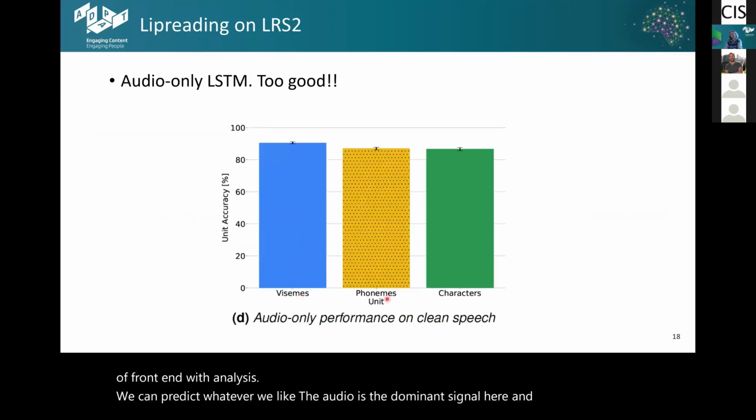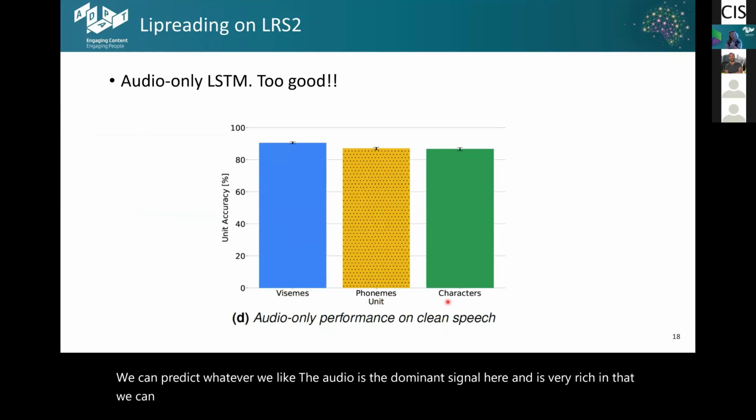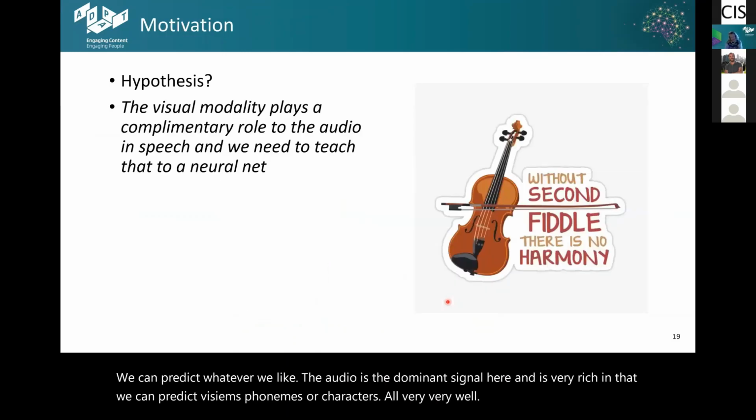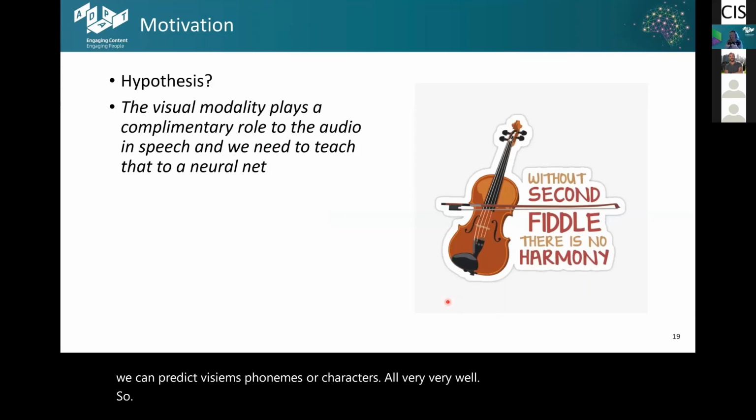So we came at this with the idea that we need to understand that the visual modality in speech is not equal. It plays a complementary role to the audio that ebbs and flows, and we need to teach that to a neural network.